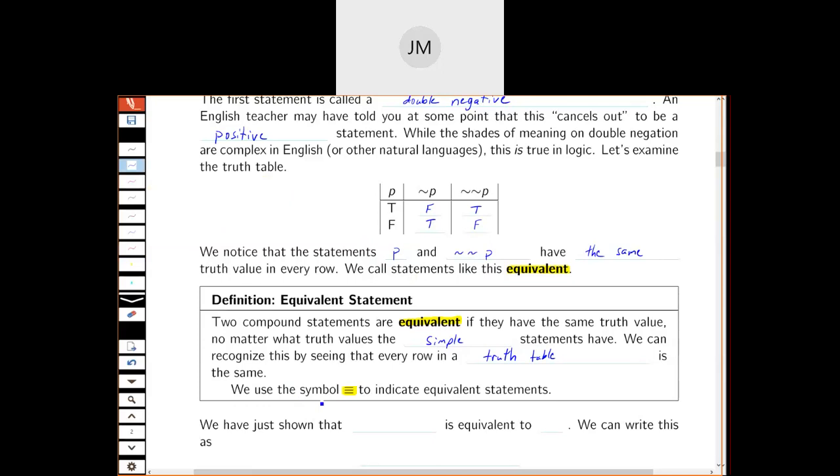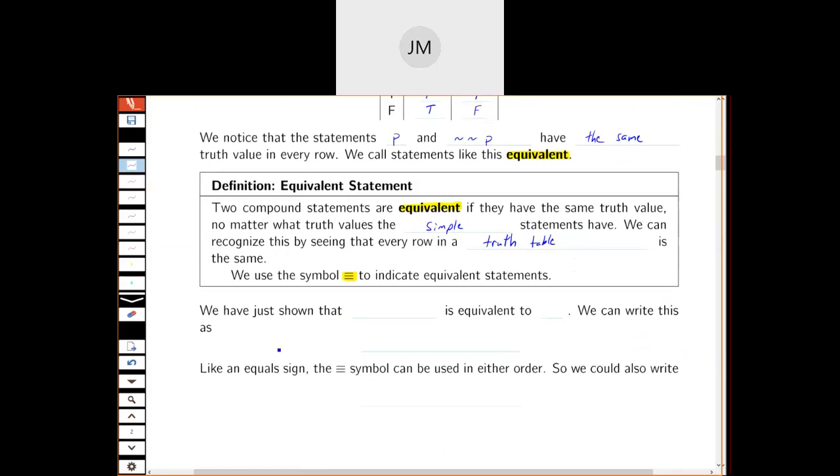So we have just shown that not not P is equivalent to P. We could write this in logic by saying not not P, triple bar, which means is equivalent to P. And just like the equals sign, the equivalent symbol can be used in either order. So you could also write P is equivalent to not not P.